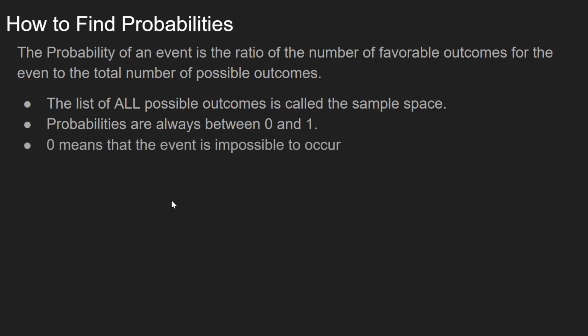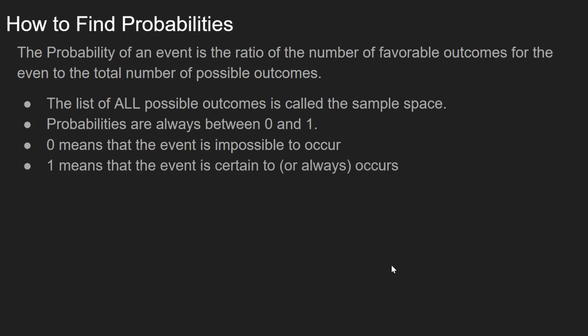Here's why. 0 means that an event is impossible to occur. For example, the probability that it rains on the 32nd day of a month is 0 because no month has 32 days. 1 means the event is certain to always occur. That would be like the probability that a month has a Monday. Well, all months contain at least one Monday. Most of them have 4 or 5. So that means there's 100% chance that it could happen.